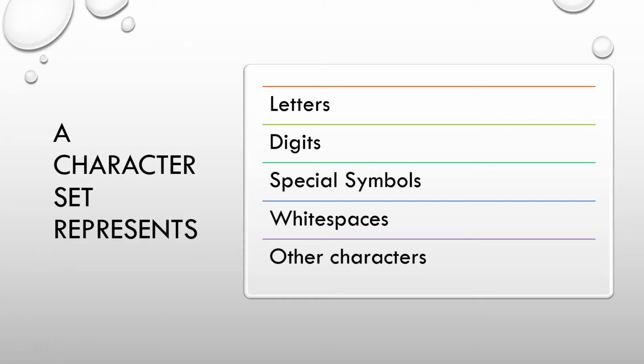A character set in any language, including Java or C++ or in Python, consists of different elements. The character set can be letters, digits like numbers, special symbols, and we can also have white spaces and other characters. So we are going to see each and every one by one in upcoming slides.